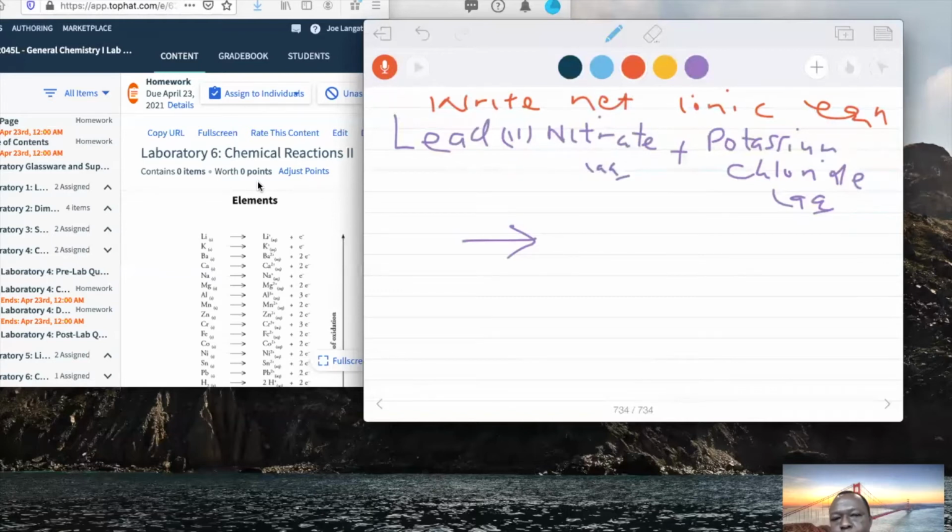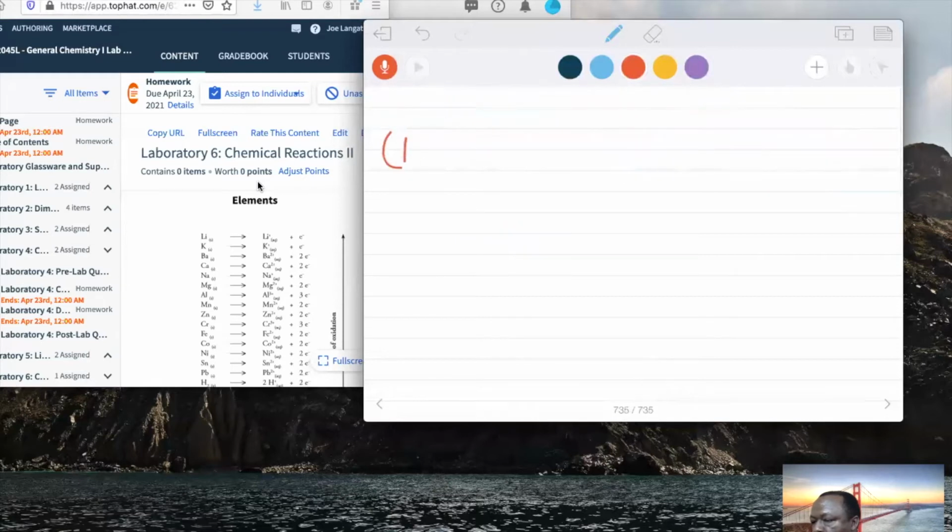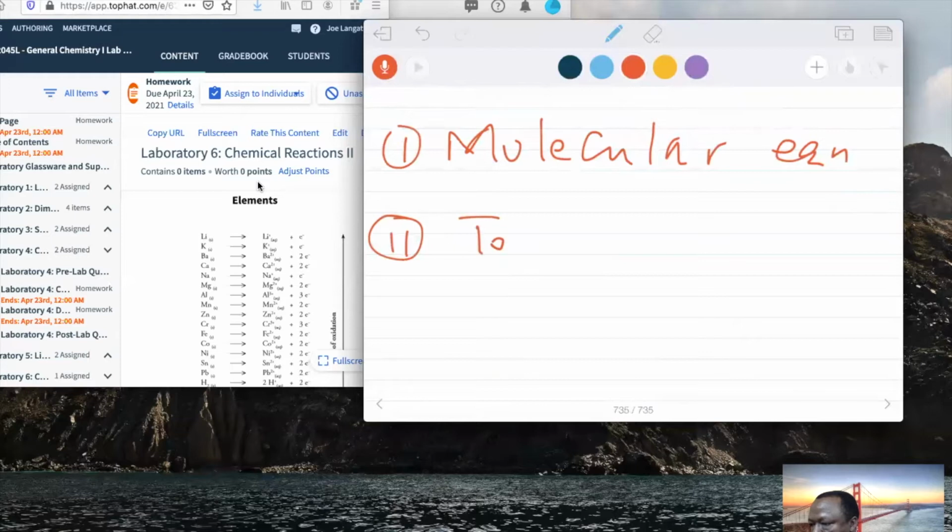For every chemical reaction, what you have been looking at so far is the molecular equation. There are three types of equation, all right? We call them molecular, which you will see here, the total ionic equation, and then there is complete.